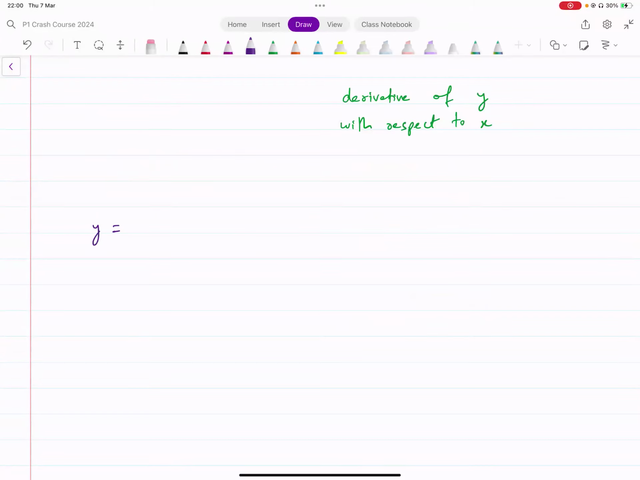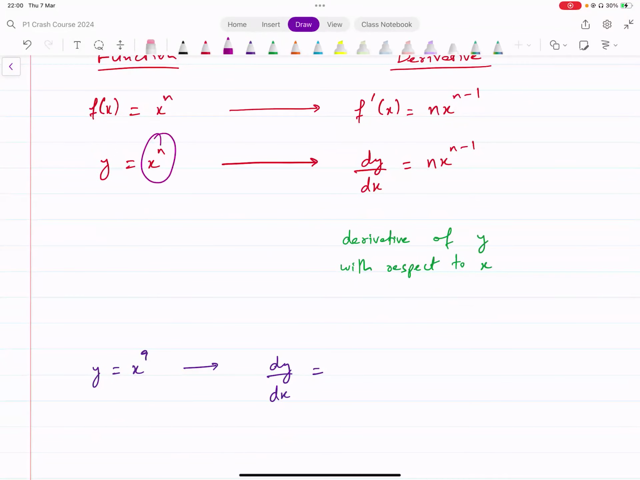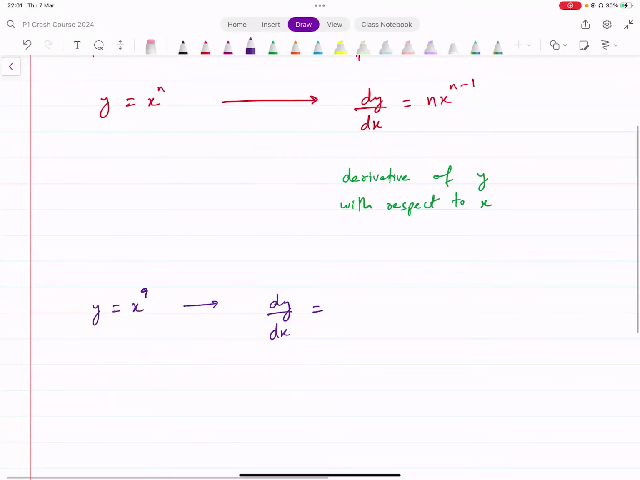So let's say we have a function like this: y equals x raised to power, let's say 9. What would be the derivative of that, dy over dx? You use that rule that you had there. X raised to power n becomes nx raised to power n minus 1. So you're multiplying by the power. You have 9 here, and then you subtract 1 from the power. So the power 9 becomes 9 minus 1, and that gives you 9x raised to power 8. And that's the derivative of x raised to power 9.